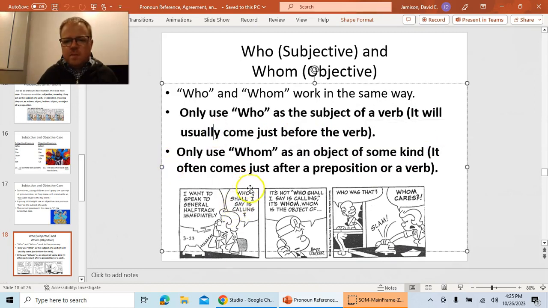Only use whom as the object of some kind. So, yeah, this is their example that it gives. This lady is doing it wrong. She says, who shall I say is calling? The problem here is that the person calling is the one who is the subject of this sentence, and therefore it needs to be who.